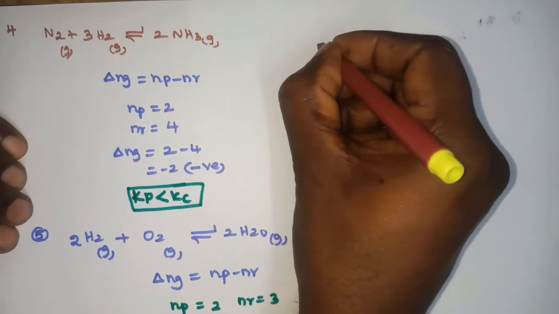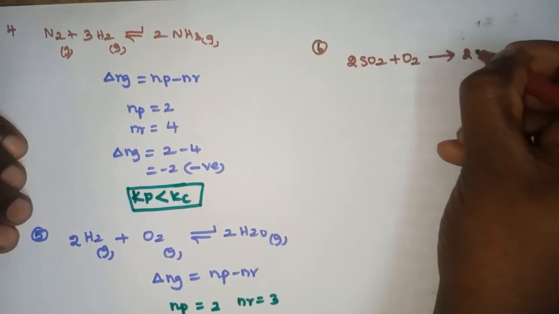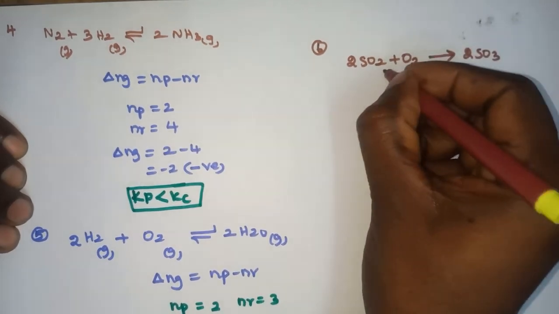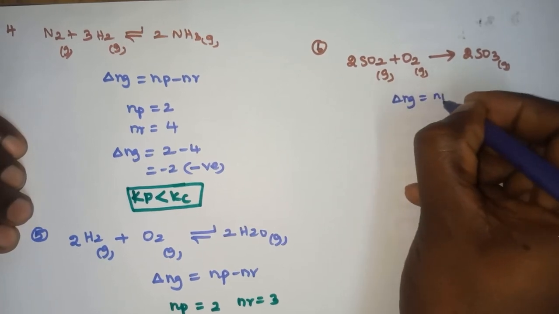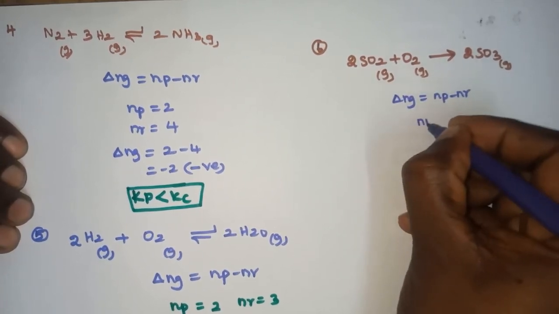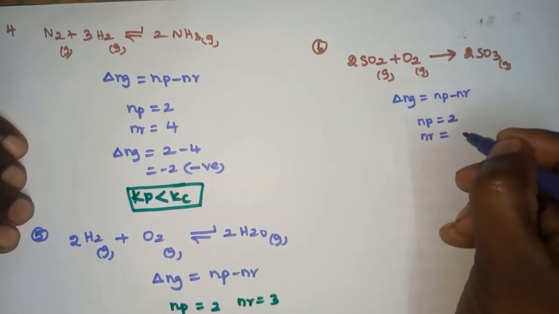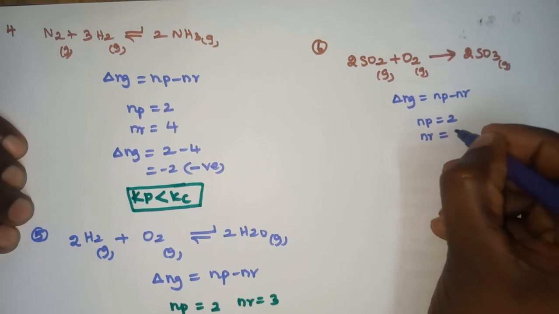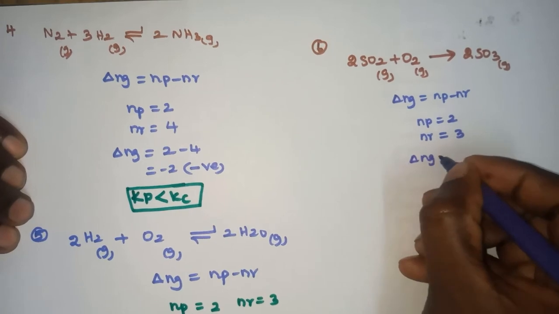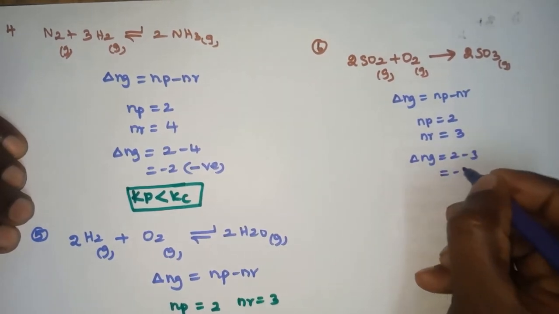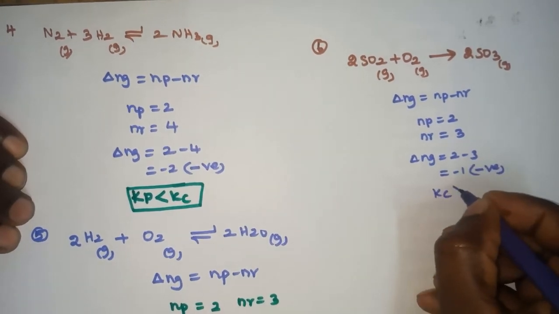Another example, the sixth one, sulfur dioxide and oxygen combine to form sulfur trioxide. Delta Ng for this equation equal to Np minus Nr. Np, the number of gaseous product, equal to 2. Nr, the number of moles of gaseous reactant, equal to 2 plus 1 equal to 3. So substitute the value in the delta Ng equation. Delta Ng equal to 2 minus 3 equal to minus 1. So a negative value. So Kc is greater than Kp.